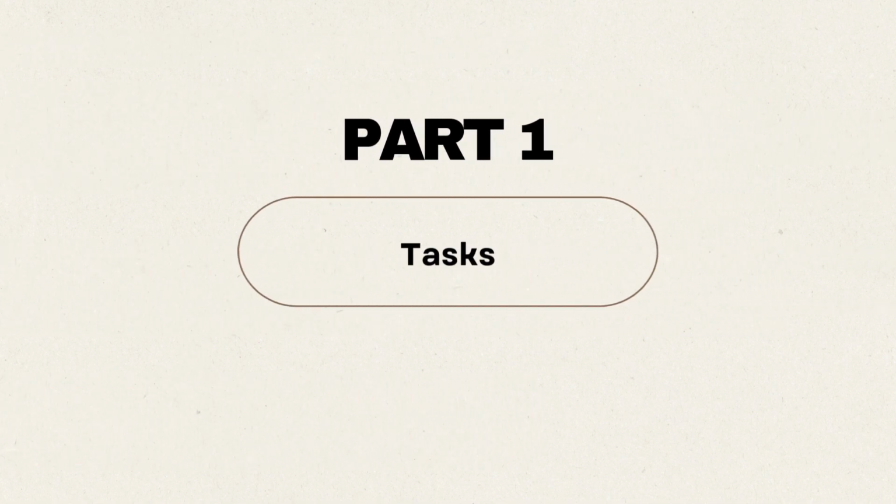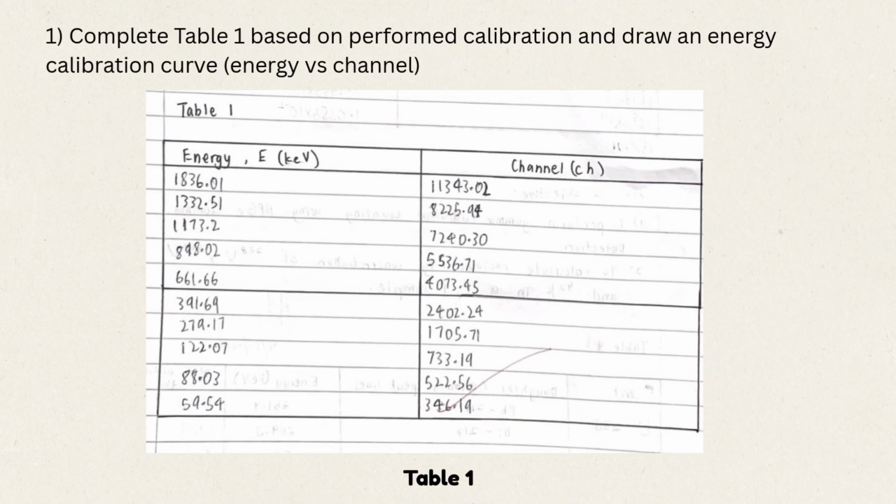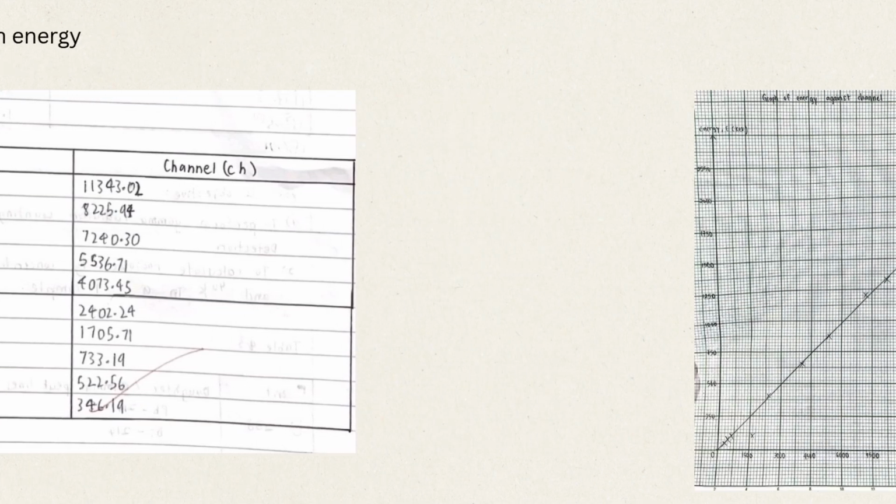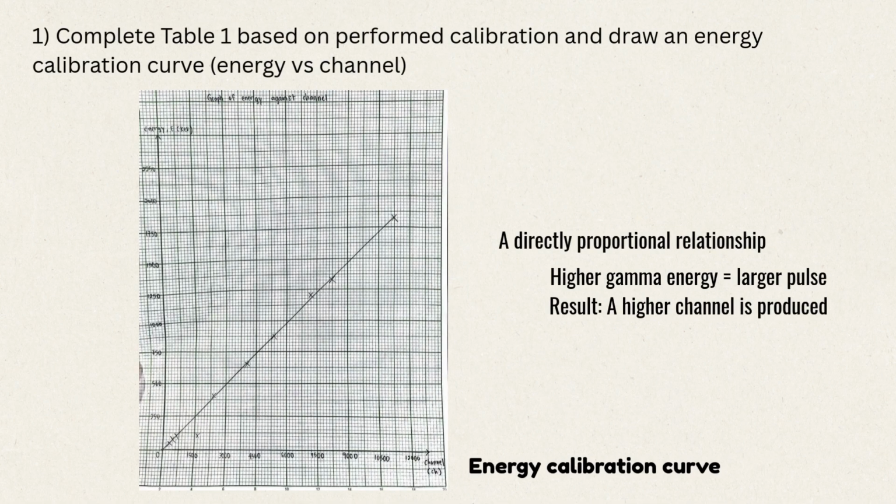Moving on to the task, this shows the table of energy and channel. This is the graph drawn of energy versus channel, and the relationship obtained is a directly proportional relationship. This is because higher gamma energy will produce a larger pulse, and as a result, a higher channel is produced. This is why the graph obtained is directly proportional.